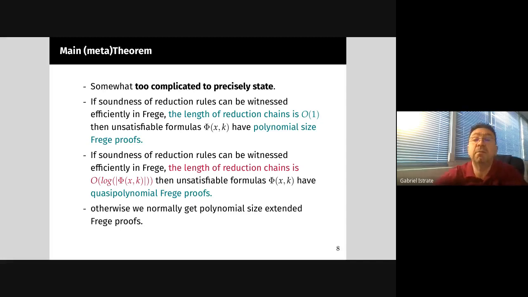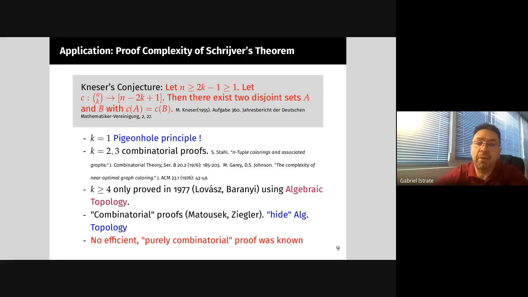So this is the general philosophy that we're going to apply, and we're going to apply this to several problems. One of the problems that we want to apply comes from combinatorial topology, and to explain this, I'll have to start with what was known as Kneser's conjecture, which stated that if you color the subsets of 1 up to n with n minus 2k plus 1 colors, then there are two disjoint sets A and B that have the same color.